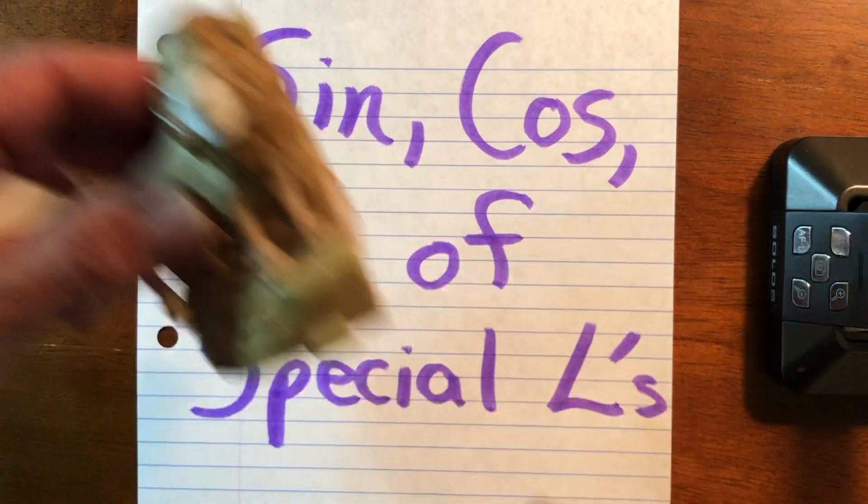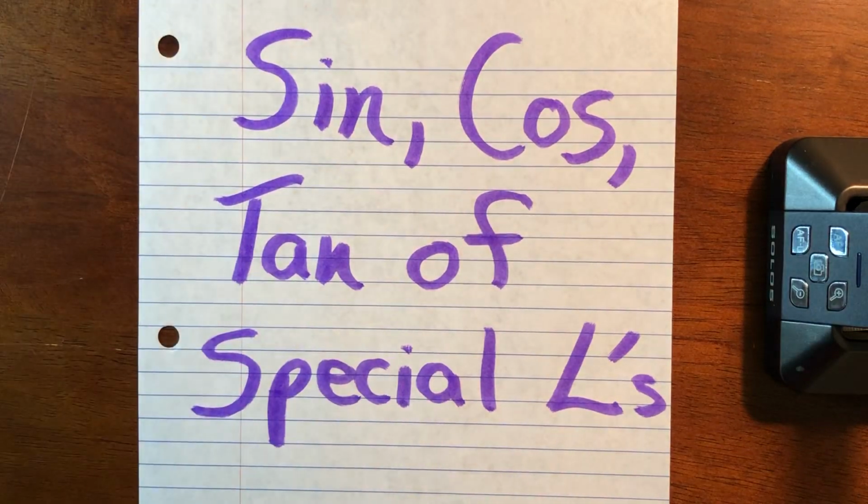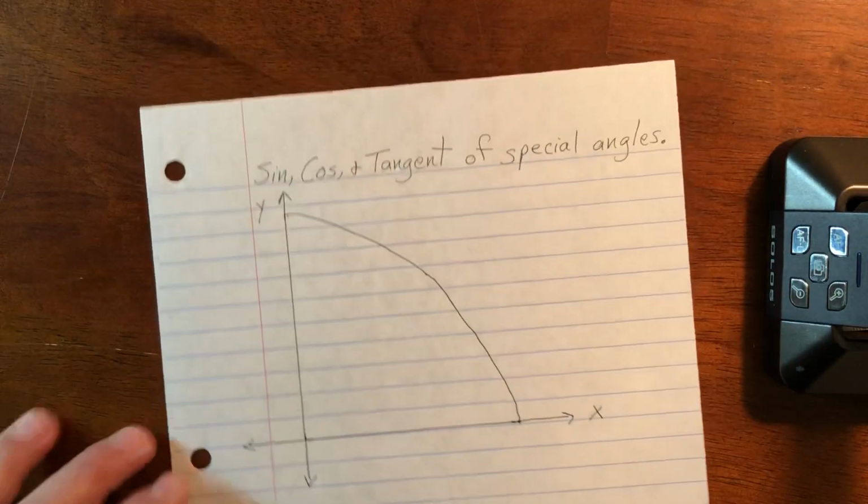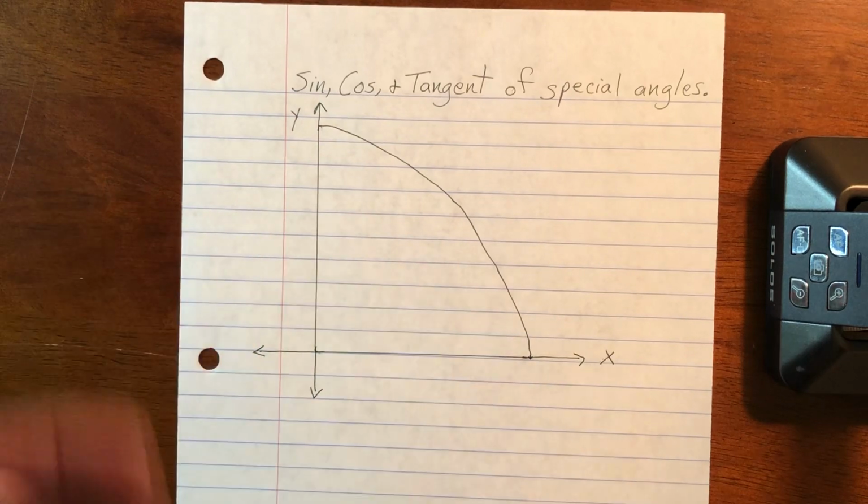So Mr. Lyon, you're going to have to sit over here. Excuse me. We're going to talk about the unit circle today.